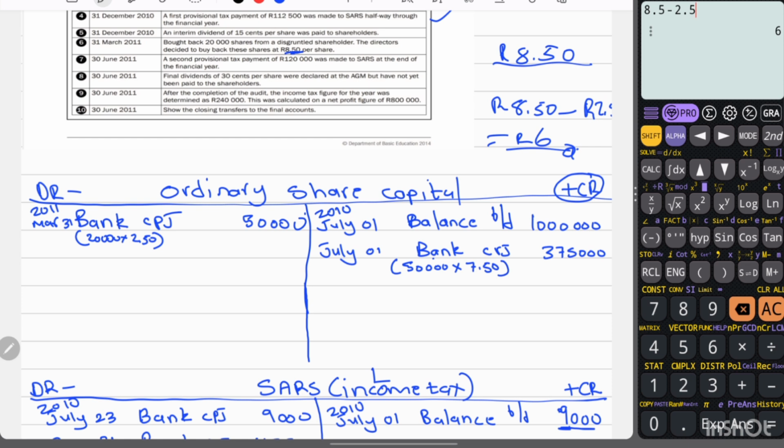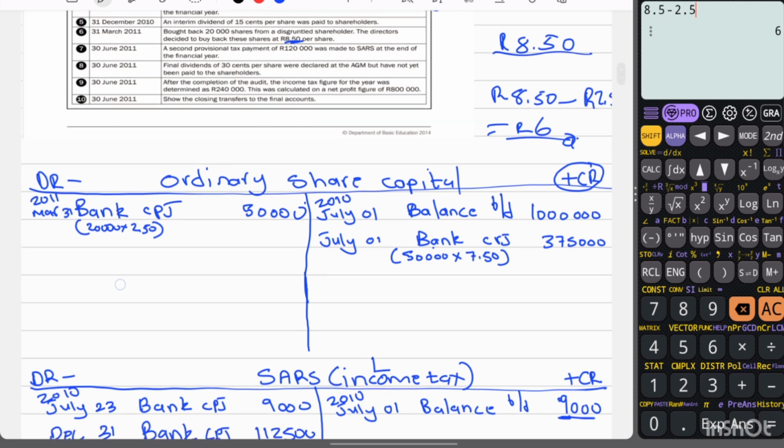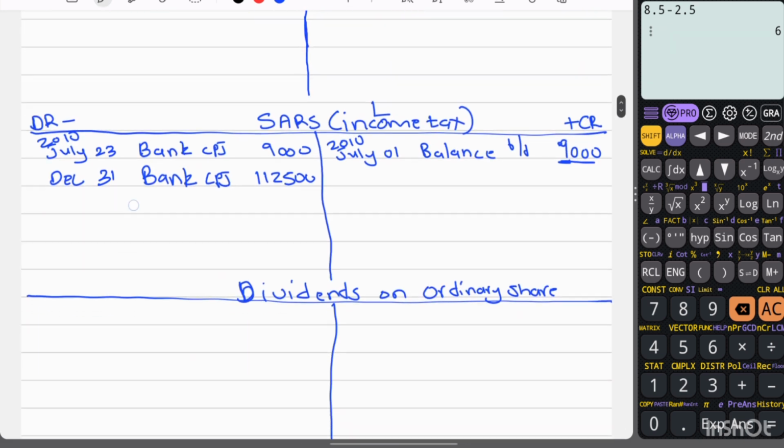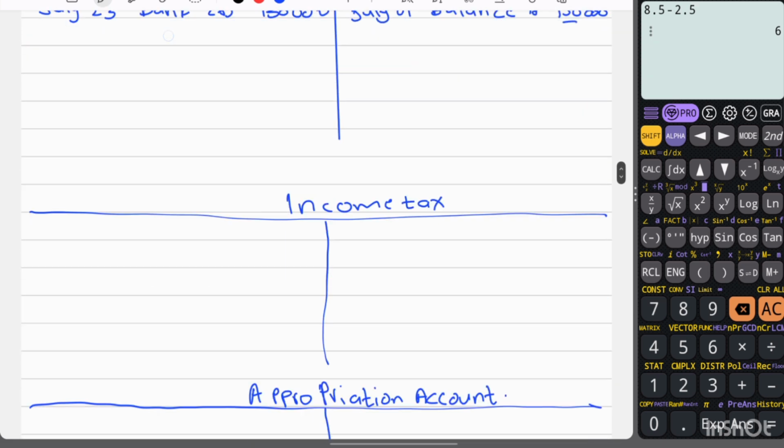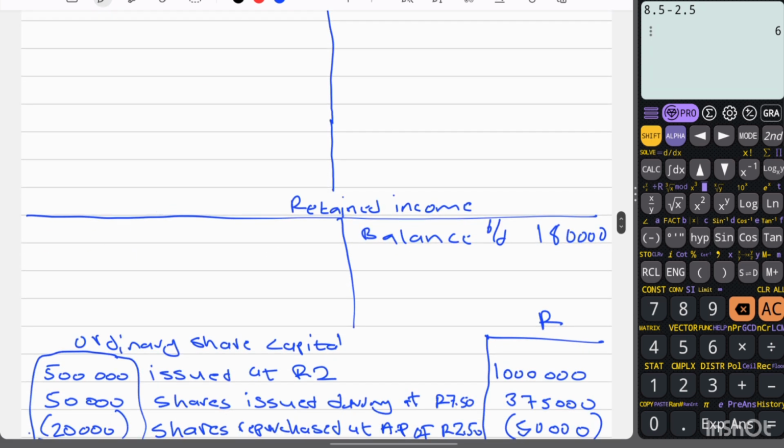6 rand was taken from the retained income to buy these shares. Now let's go to our retained income, because 6 rand was taken from our retained income, it means that our retained income will now decrease. Bank, CPJ. Now when was the buying back? The buying back was 2011 March 31. Then CPJ.